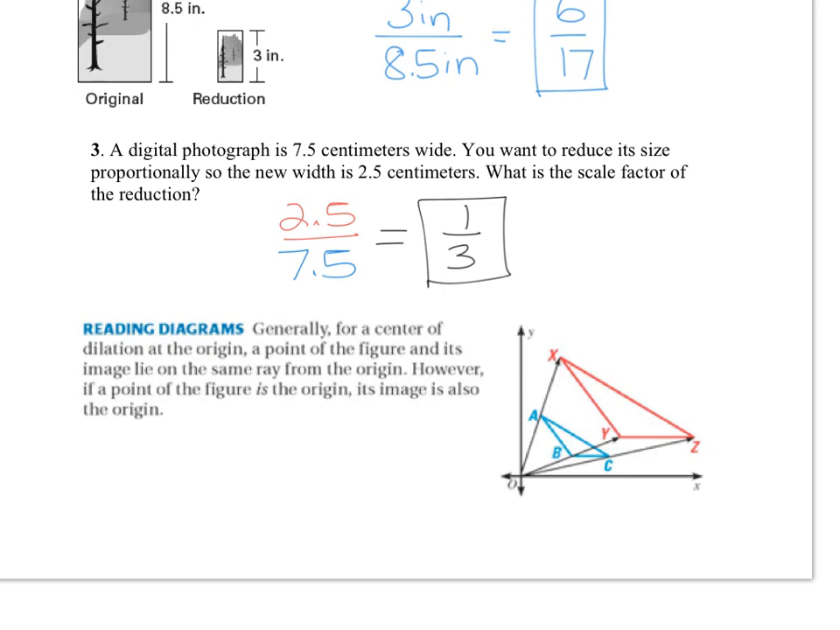Reading diagrams. Generally, for a center of dilation at the origin, a point of the figure and its image lie on the same ray from the origin. However, if a point of the figure is the origin, its image is also the origin. So just looking at this, you want to see that from the dilation from the origin, it's the same ray. So you're following these black lines and see that every point of the vertex lies on the same ray.